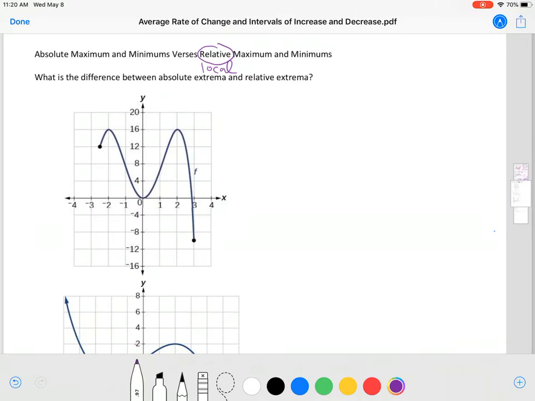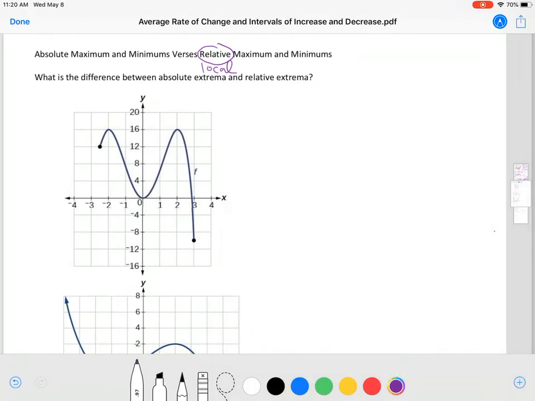Now keep in mind sometimes that doesn't happen. Sometimes we don't have a highest point where the range is from minus infinity to infinity, and so there isn't an absolute max or min. But if there is an absolute max or min, that's where you look to see what the highest point is on the graph of the whole entire graph and the lowest point of the entire graph.